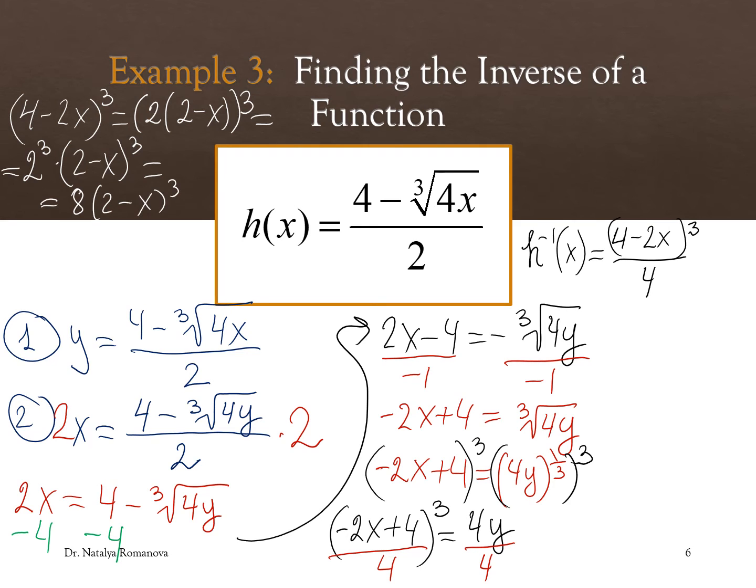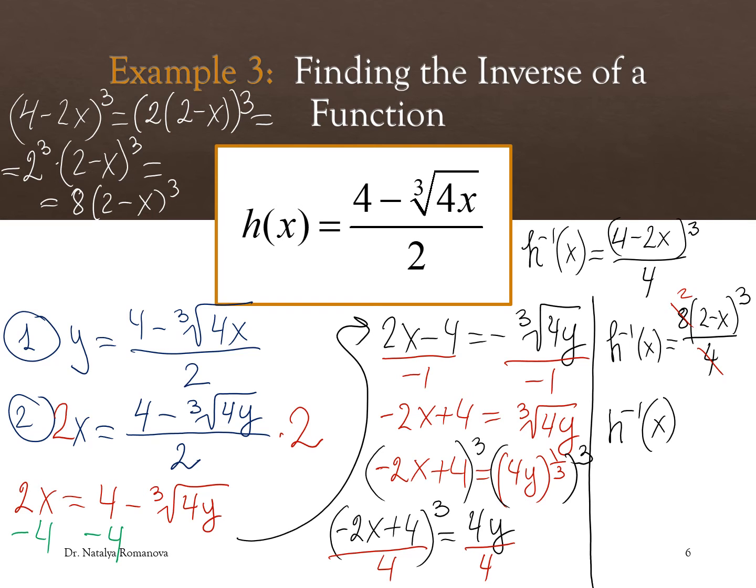Now we go back to our answer. We can write the inverse function of h of x as 8 times (2 minus x) cubed over 4. We can cancel out 4, it would be 2. So the inverse function of h of x is 2 times (2 minus x) cubed. This is the correct answer for your quiz and test.